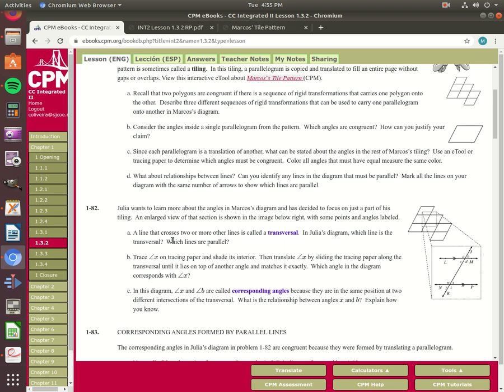So it says a line that crosses two or more other lines is called a transversal. In Julia's diagram, which line is the transversal? Well, it looks like this is the transversal because it's crossing two lines. Which lines are parallel? Well, LM and NP are parallel here, right?